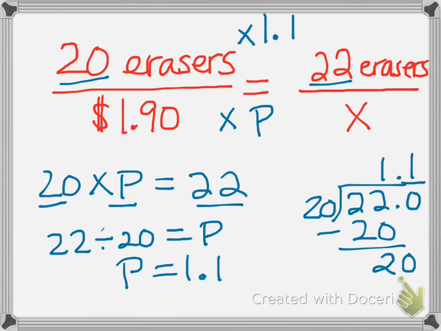And so I have to multiply the same number at the bottom. And so 1.90 times 1.1 should give me the number of erasers. Okay, so if we multiply 1.90 times 1.1, and I'll let you do this to verify, you should get $2.09. You may have to round off, but remember with money we want 2 decimal places.